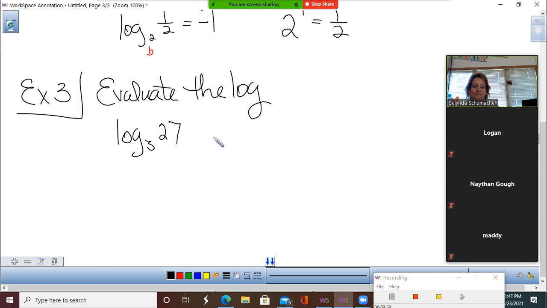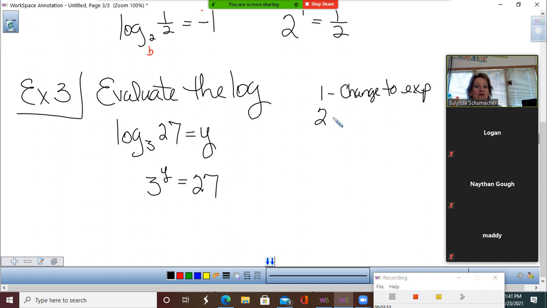So the first thing I want you to do is set it equal to a variable. I don't care what variable. I'm going to start with y. I'm going to be switching it up. So here is what I want you to think about. One, I want you to change this to exponential. That's going to be our first step. So to rewrite this, this is 3 to the y equals 27.